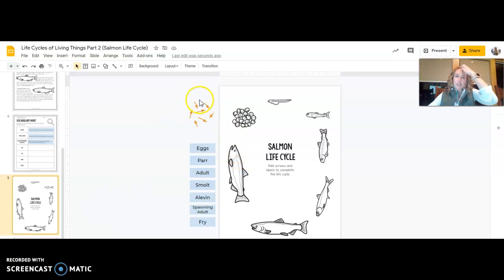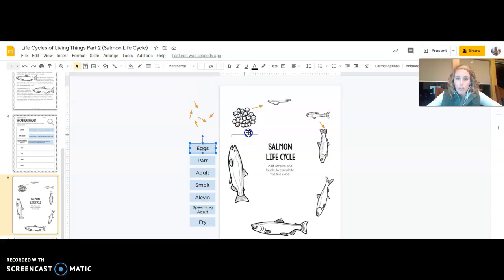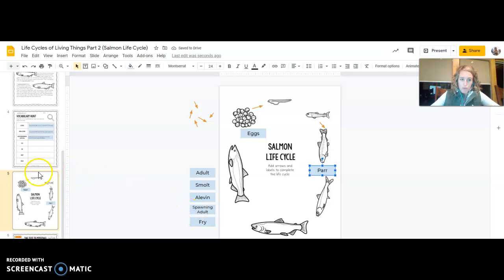Right here is the salmon life cycle. Here are your arrows. You are going to drag those where you think they need to go. If you accidentally make one of these way too big, oh, that's too big, Control Z, or you push the undo button, okay? Then you're going to label each of the stages. These are the eggs, this is the parr, so on and so forth. I don't want to give you too many freebies.